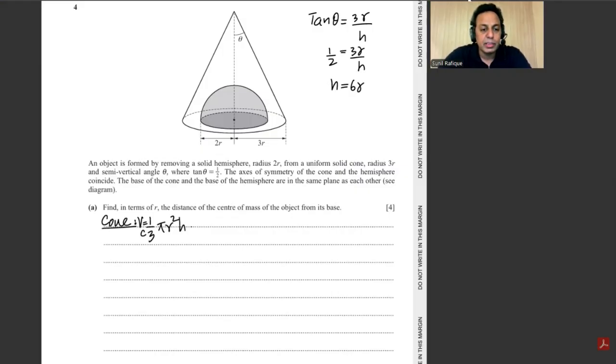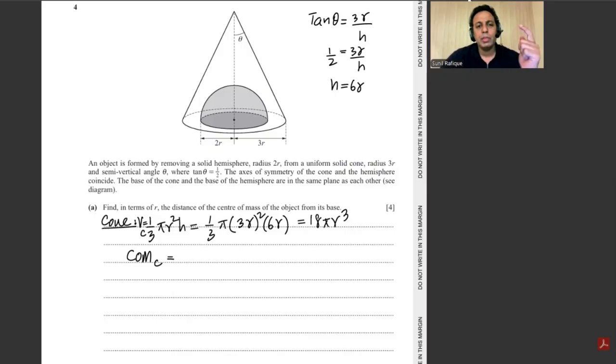So let's calculate the value. 1/3 pi, radius is 3r squared, and h is 6r. So this is going to be 18 pi r cubed, right? So now we calculate the center of mass of a cone. From the vertex, it's 3/4 of the height. So I want to calculate it from the base, since they are saying find in terms of r the distance of the center of mass of the object from its base.